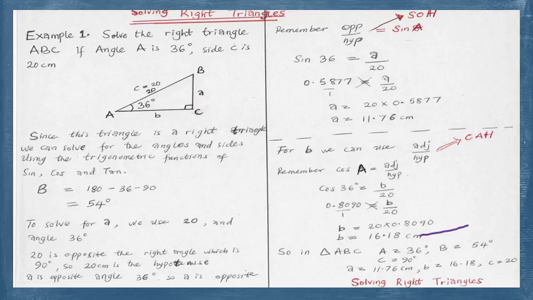We found b, we found a, we found angle B. So we've solved all the missing things in the triangle. In triangle ABC, angle A is 36 degrees, angle B is 54 degrees, angle C is 90 degrees, the right angle. a equals 11.76 centimeters, b equals 16.18 centimeters, and c equals 20 centimeters.